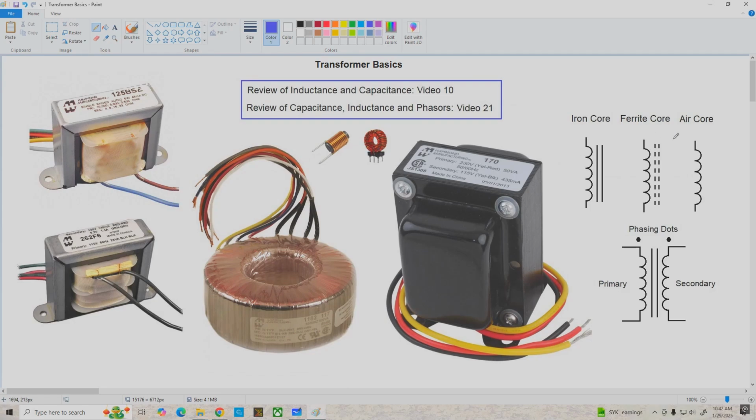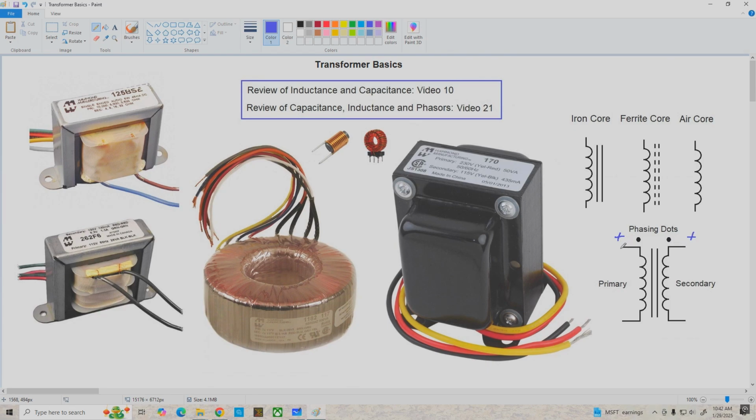And over here on the right are the schematic symbols for inductors with an iron core, ferrite core, and air core. And down below is a transformer, primary on the left, secondary on the right, and we've got some phasing dots shown, which may or may not be shown on a typical schematic, but the interpretation is if I am applying a positive going voltage to this end of the primary winding, we're going to get a positive going voltage on the dotted end of the secondary winding.